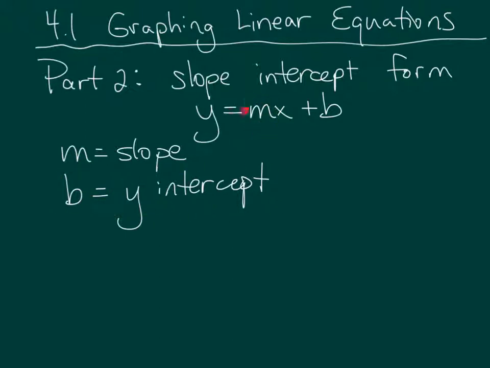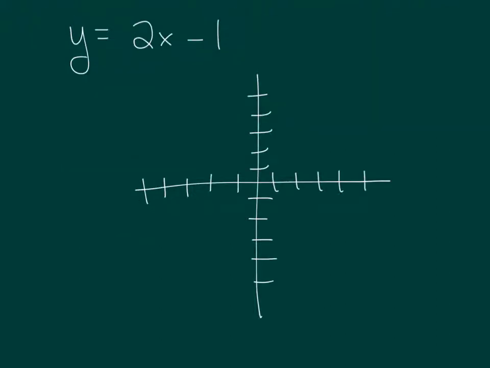Okay, so up here, there's our slope, there's our y-intercept. All right, so an example that we're going to use is y equals 2x minus 1. So again, if you think of this, it's already in y equals mx plus b form.